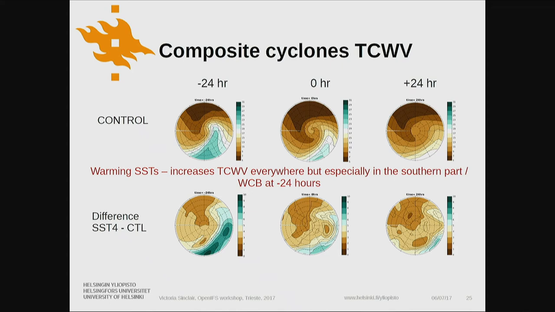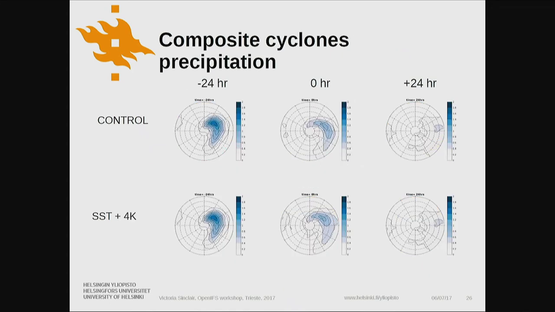But then you also see that later on, especially at the time of maximum intensity, the spatial pattern of the increase is not uniform. There's this part here which increases less, for example, which is really in the warm sector part of the cyclone here.